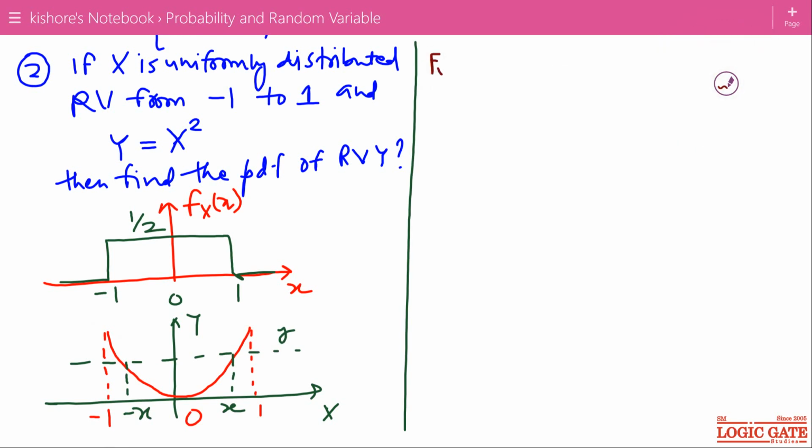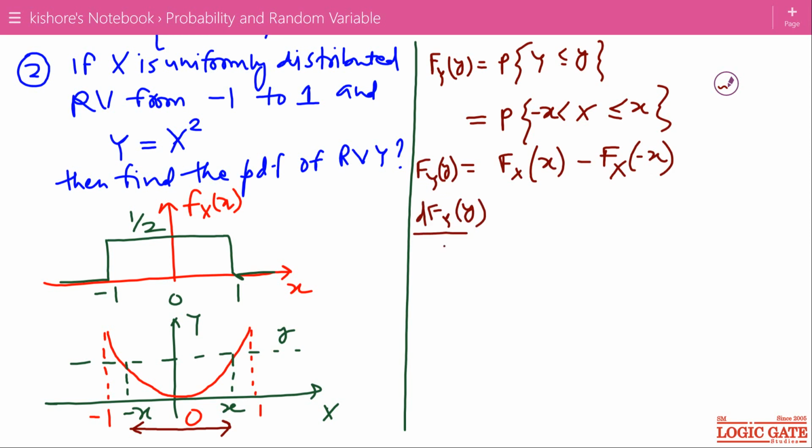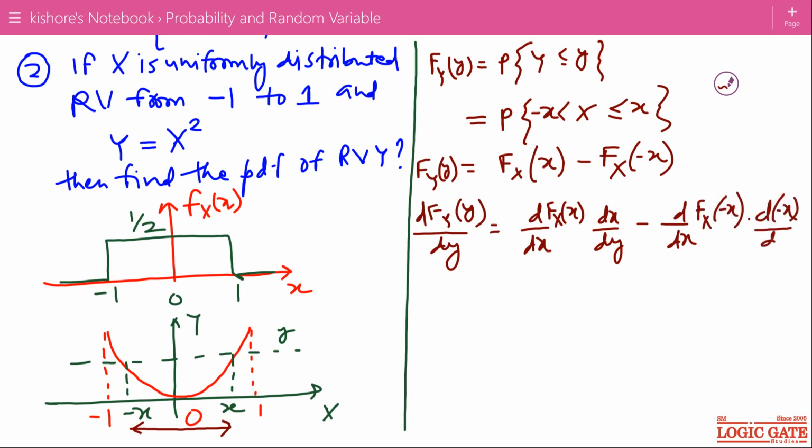So the CDF of random variable y is the probability that y is less than or equal to small y. This probability is the probability that x is greater than minus root y and less than or equal to plus root y. So in terms of CDF, it is the CDF of x at root y minus the CDF of x at minus root y. Now to get the PDF, differentiate the CDF of y with respect to y. So this is d by dy of F of x dx by dy minus d by dy of F of minus x into d of minus x by dy.